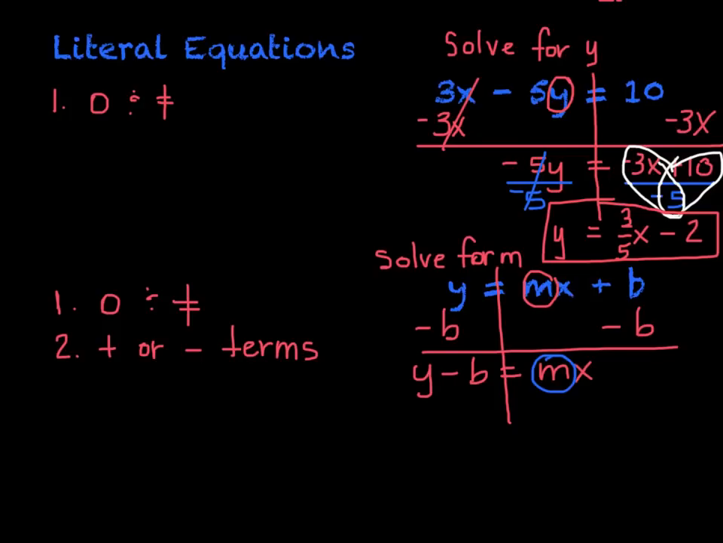The m and the x are factors connected by multiplication, so I'm going to divide both sides by x, because x over x will become 1. Divide this side over x. But please remember that the x actually divides both of these terms. So my final answer is going to be y over x minus b over x equals m.